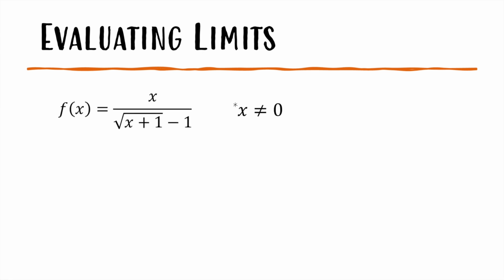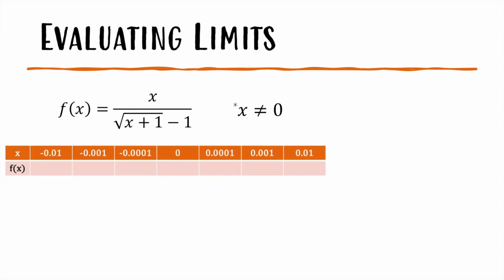Let's try another one. x can't equal 0 because that would give us a 0 on the bottom of a fraction. Now, without graphing it, what could I find out about the graph right around x equals 0? So again, we're going to plug in a bunch of values really close to 0. 1.99, 1.999, 1.9999.